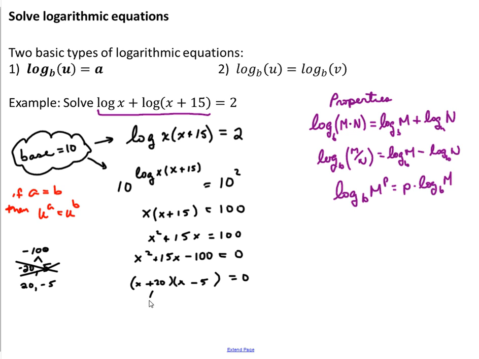So we would set each factor equal to 0. We're going to get x plus 20 is equal to 0, which gives us x equals negative 20. And then we would take x minus 5, set it equal to 0, and by adding 5 to both sides, we get x is equal to 5. All right, so we're done, right? No. Right, we got a problem.